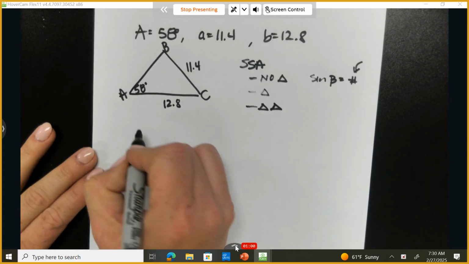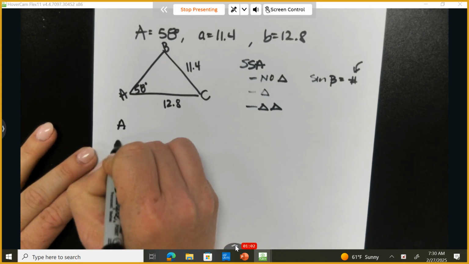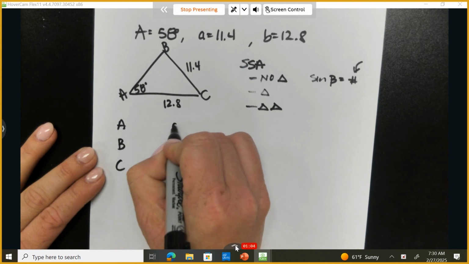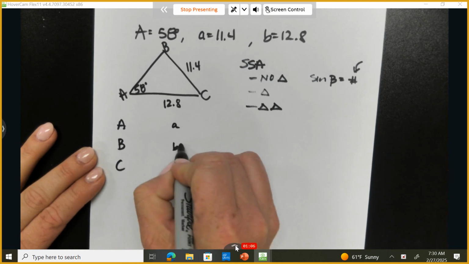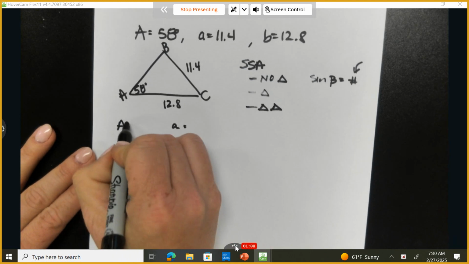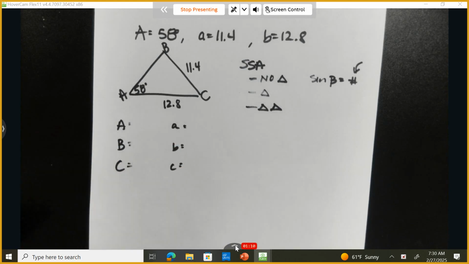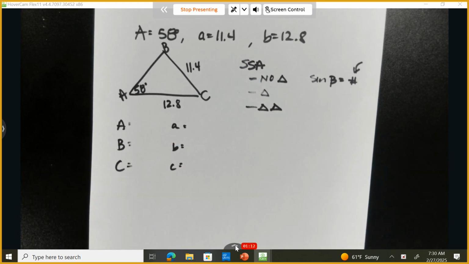So let's get started. I'm going to write down A, B, and C. They represent angles A, B, and C. And then I have little a, little b, little c. Now, I'm going to change this equal sign into an approximation sign if I have to round.